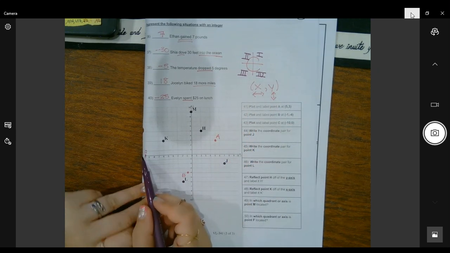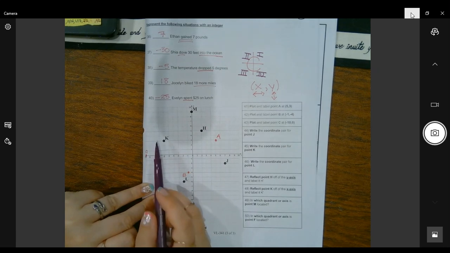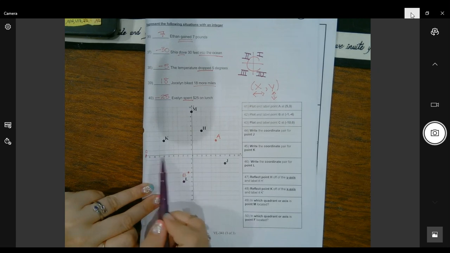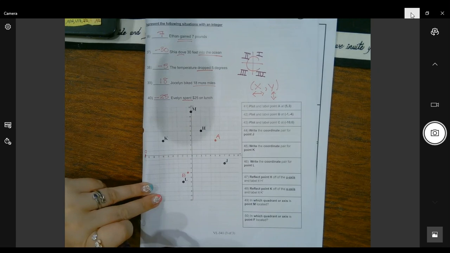Which quadrant was point C in? Was it in 2 or 3? It's actually in neither of them, right? It's between them, so you're going to say it's on this line. What's that line called? The x-axis, just in case they throw a question like that out.